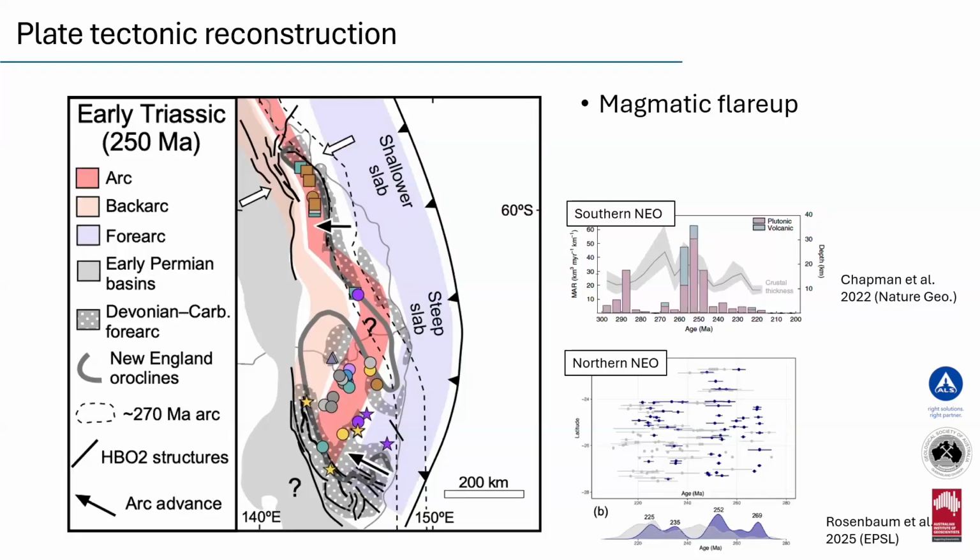And at this time exactly, we also get some of the largest metallogenic belts in the New England: the copper-moly belt in the northern New England Orogen, and the tin-tungsten belt in the southern New England Orogen.